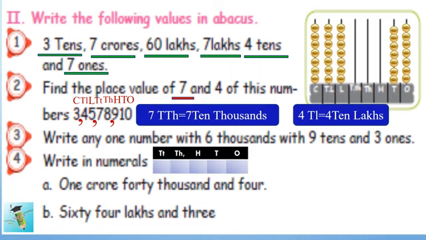And for 4 above TL is there. See here, 4 above TL is there. So 4 TL means 410 lakhs. Then come to the third question. Write any one number with 6,000 with 9 tens and 3 ones. So in the number, thousands should have 6, tens column should have 9, ones column should have 3. Okay? So we fix those place values and create a number. Just I make it with the sheet.